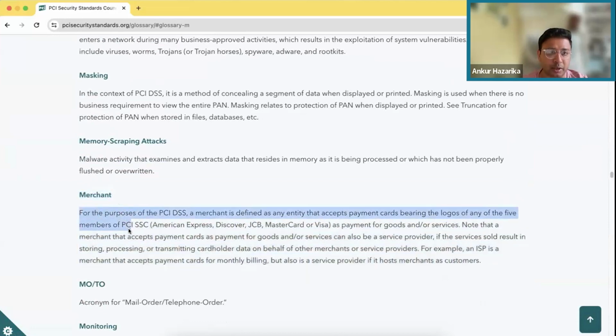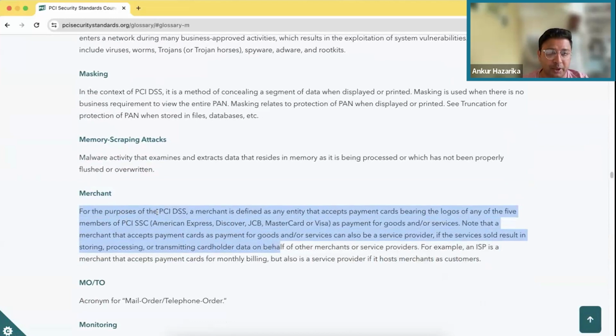So let's read this and dissect it a little bit. For the purposes of the PCI DSS, a merchant is defined as any entity that accepts payment cards bearing the logos of any of the 5 members of the PCI Security Standards Council. Those include American Express, Discover, JCB, which is a Japanese card brand in case you're not aware, MasterCard and Visa, as payment for goods and/or services.